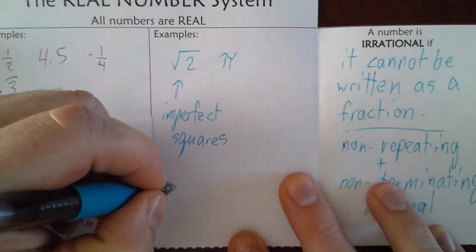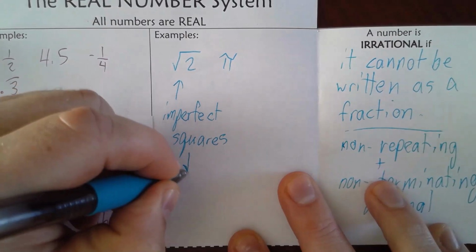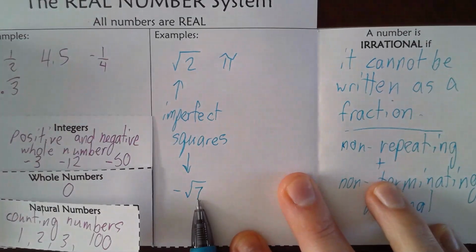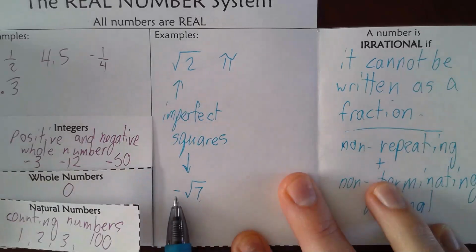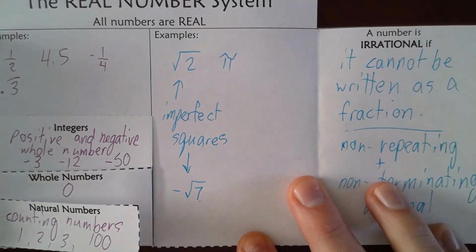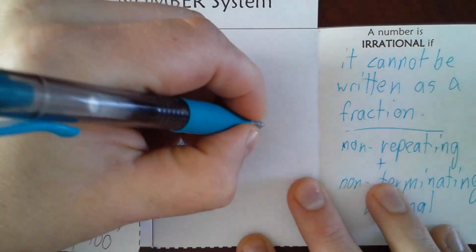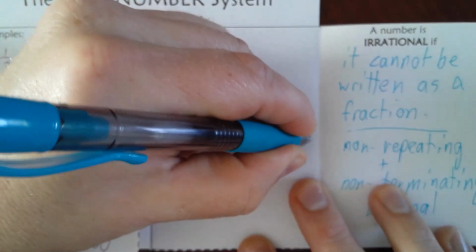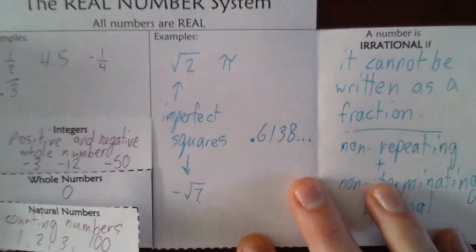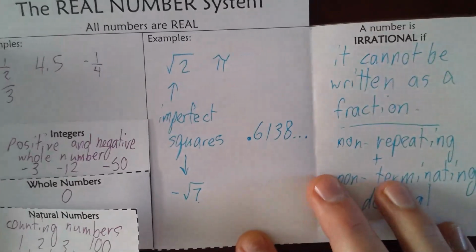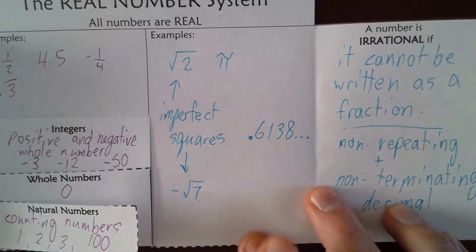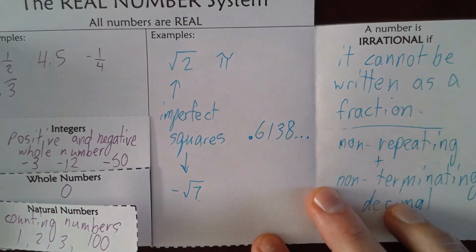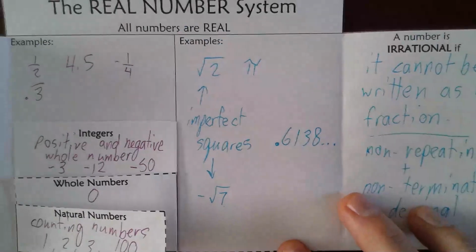We could write down other imperfect squares. For instance, negative square root of 7. There's no number times itself that gives us 7. I don't care if the imperfect square is positive or negative. It does not matter. Let's write down one more example. We could write down 6.138, and if I include a ... here at the end, I am indicating that this is a decimal that does not repeat and it does not terminate. It's just going to go on forever. I don't know how it's going to continue, but it continues to go on and on.